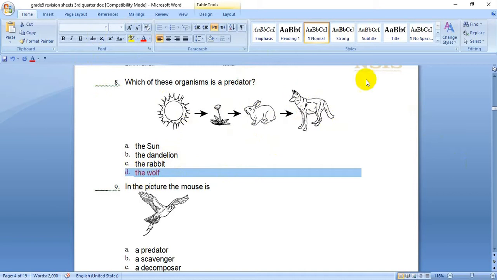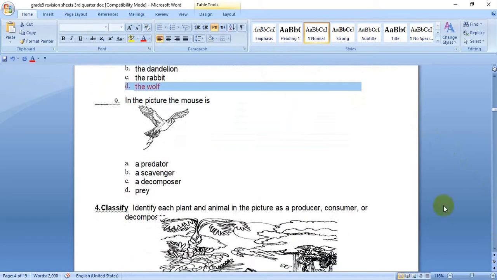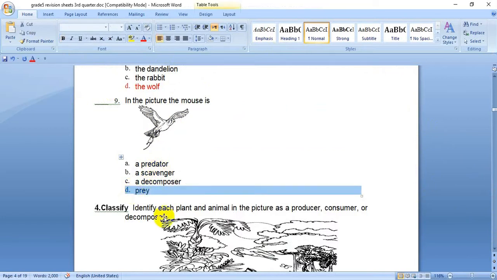Question 9. If we look here in the picture, the eagle carries a mouse. The mouse here is a predator, or a scavenger, or a decomposer, or prey. This one will be the prey. The prey is the organism that is eaten by other organisms or killed for food.